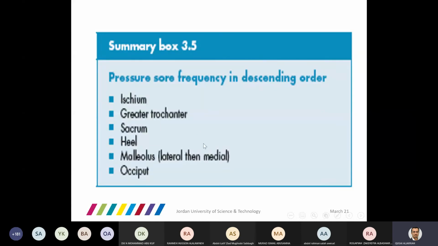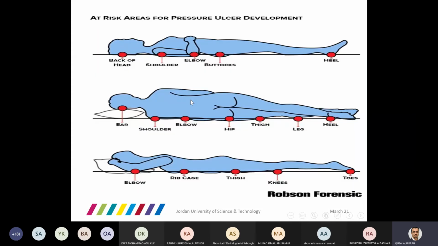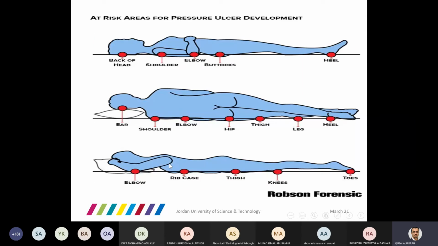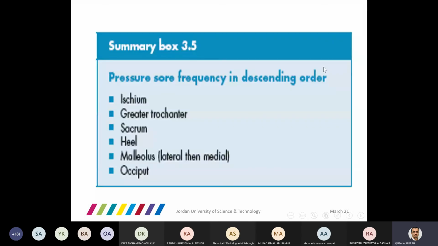The most common or most frequent areas in developing pressure ulcers is the ischium اللي هو هون, ischial tuberosity in the buttock, greater trochanter, sacrum, heel, malleolus, lateral and medial, and occiput. So هاي هم ال areas the most common.